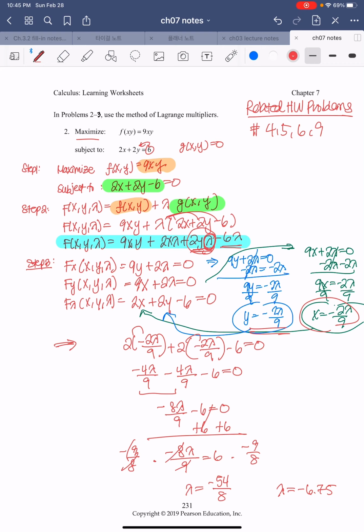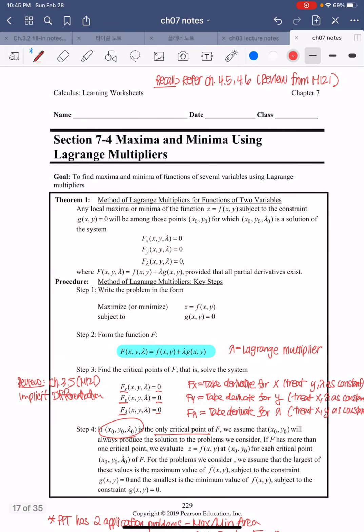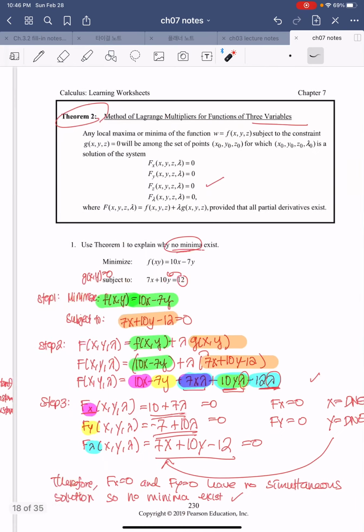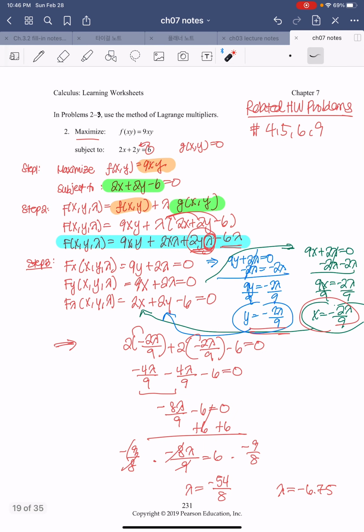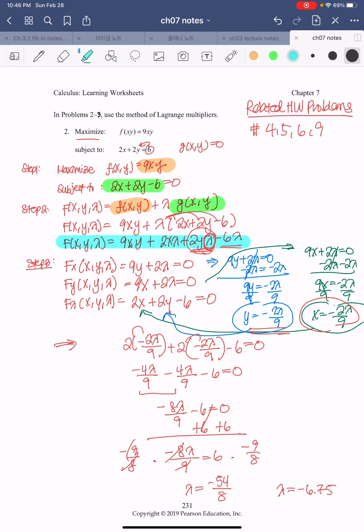Okay, so that's step 3. In step 3, we set it equal to each other and then solve for lambda. That's your critical point. X, Y, lambda is the only critical point. So let's keep going. So here's my X, here's my Y, here's my lambda value. X, Y, lambda, that's your ordered pair for the critical value.